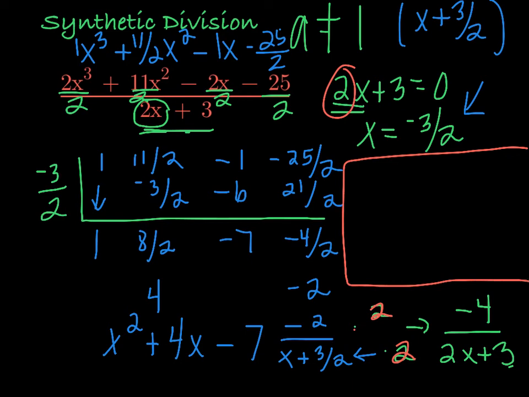So the final answer is going to say, I'm going to write it right here so we don't get confused with everything, x squared plus 4x minus 7, we can just put minus here, 4 over 2x plus 3. And that's supposed to be a 3 there. And we're done.